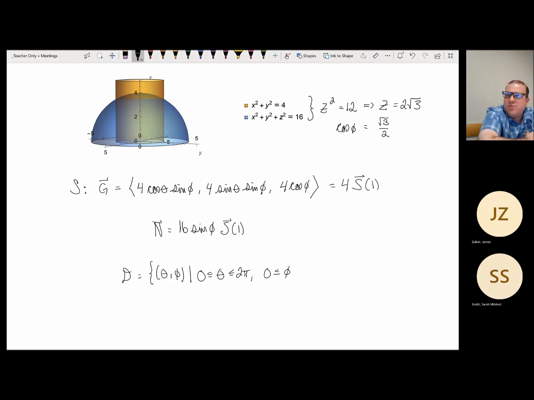Cosine phi is root 3 over 2, because z is 4 cosine of phi. Divide by 4. What is phi? It's pi over 6. Phi goes from 0 to pi over 6.